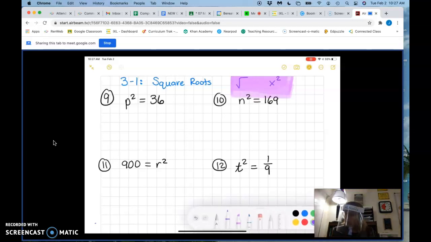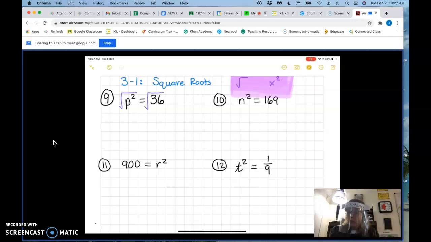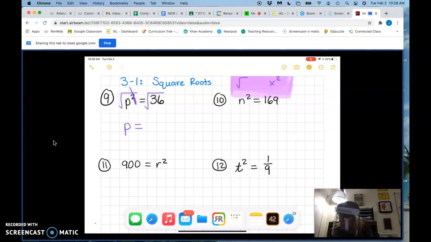So if p squared is 36, I'm going to do the opposite to solve it. So I'm going to take the square root. Whatever I do to one side, I have to do to the other. Now guess what? That radical sign cancels out that little squared sign. That's what I wanted. I wanted to get p alone. So now we have p alone, okay? And now I just take the square root of 36. So let's do that.